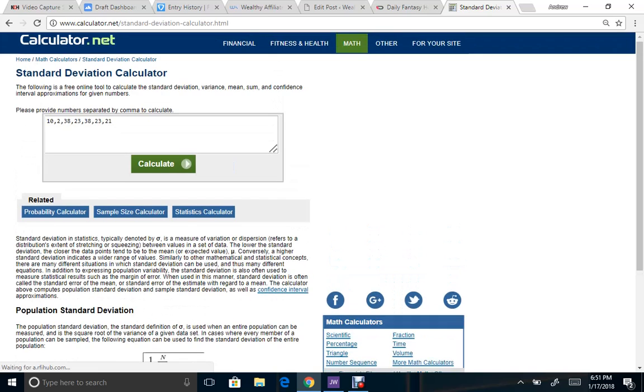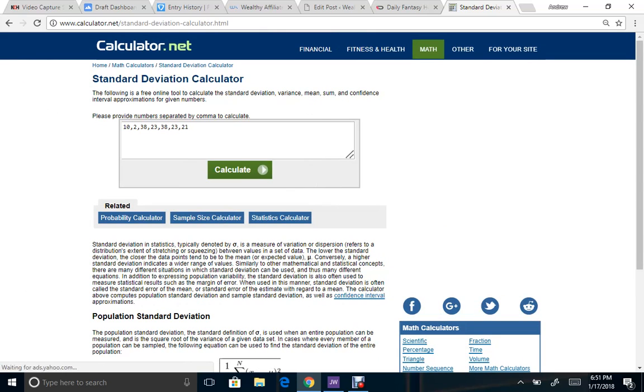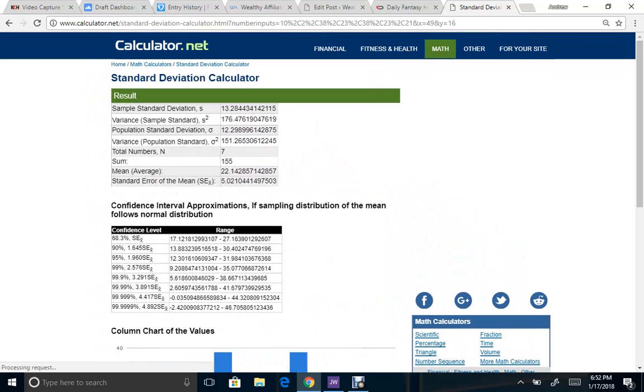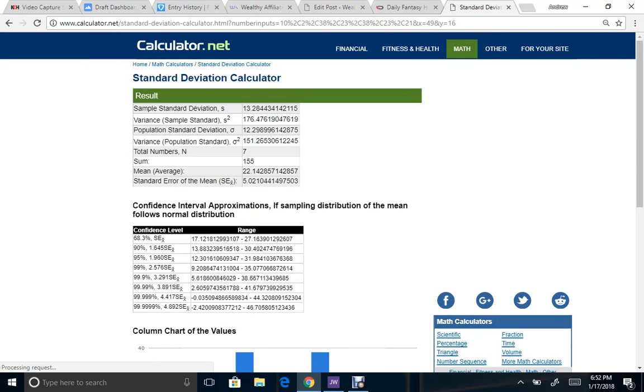So let's say these were the numbers of a player right here. The guy scored these the last several nights: 10, 2, 38, 23, 38, 23, and 21 points. Just calculate it and see what we get as a standard deviation. And we get 13.2. Well, that tells me right away that's a tournament play for this particular guy that I'm calculating.